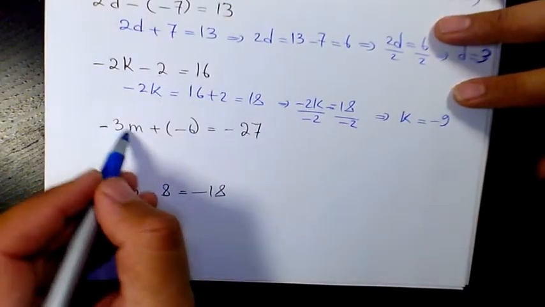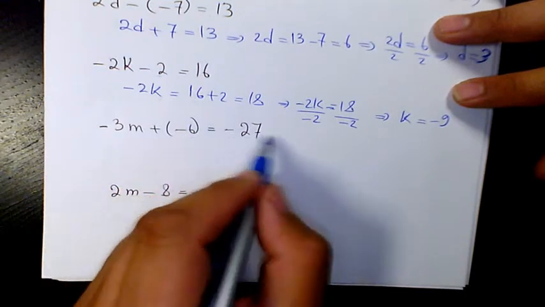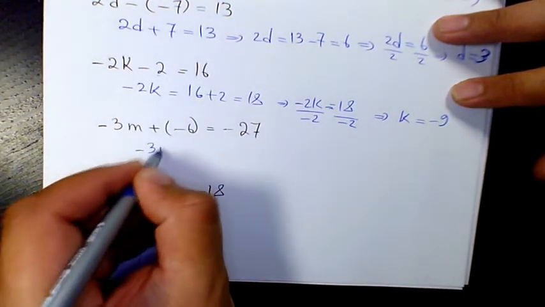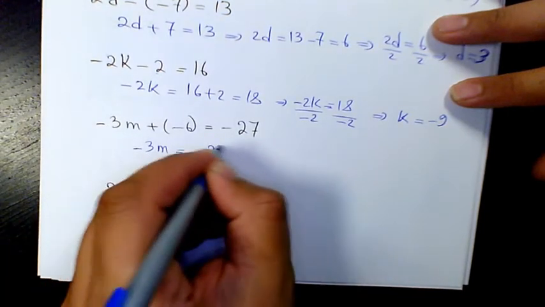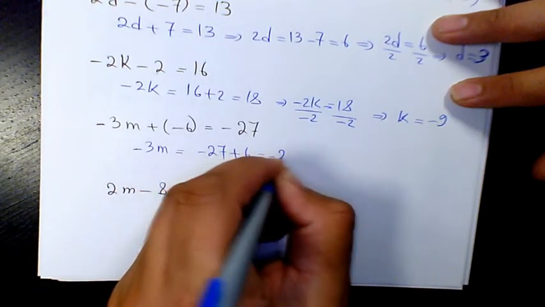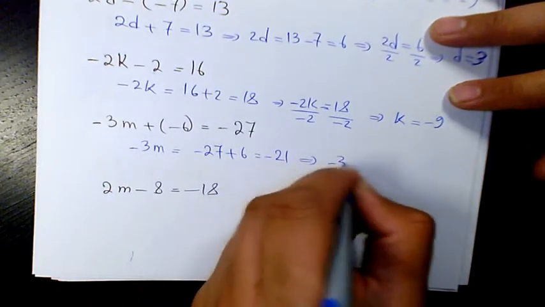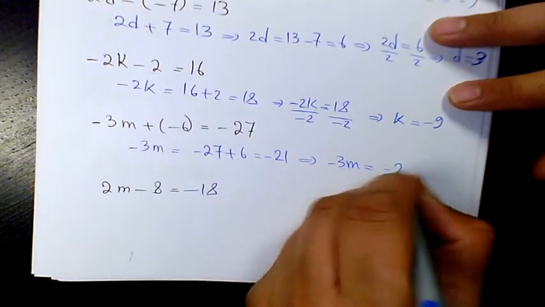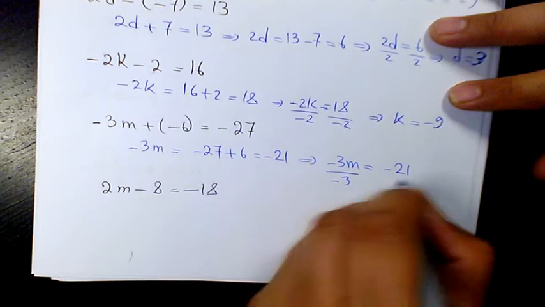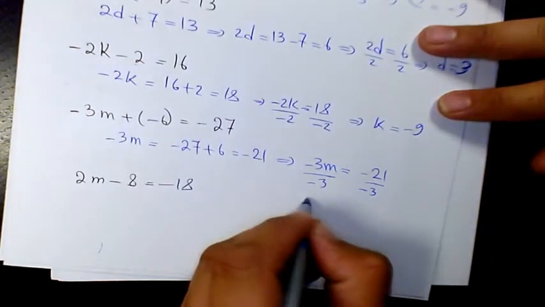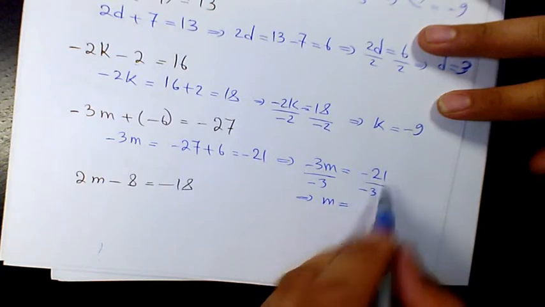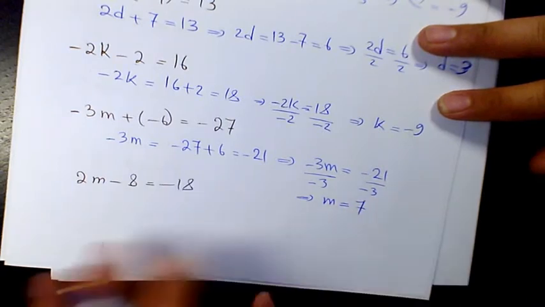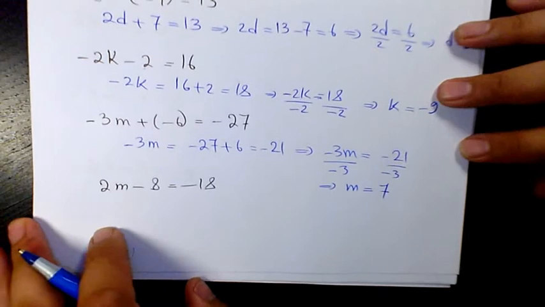Next one. Negative 3m plus negative 6 equals negative 27. So we have negative 3m. Negative 6, when you move it to the other side, is going to be positive. So negative 27 plus 6 is going to be negative 21. Therefore, negative 3m equals negative 21. I need to divide both sides by negative 3 in order to isolate m. Therefore, negative 3m divided by negative 3 is going to be m. Negative 21 divided by negative 3 is going to be positive 7. So the answer is m equals 7.